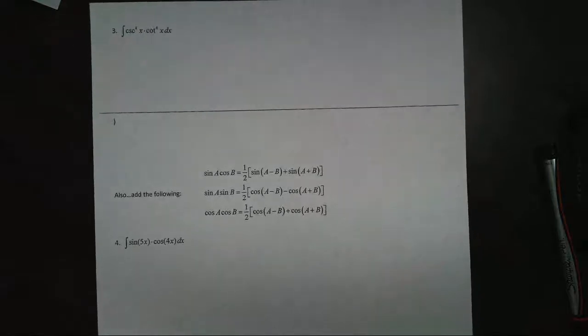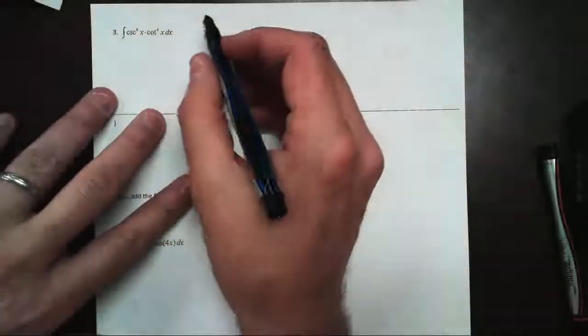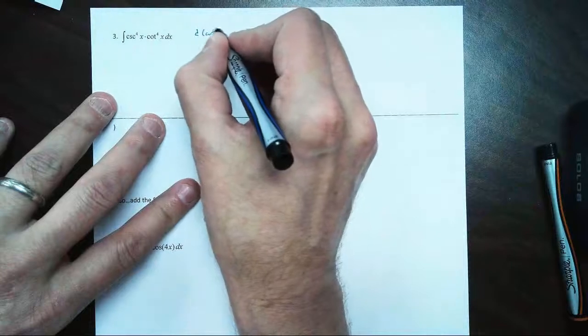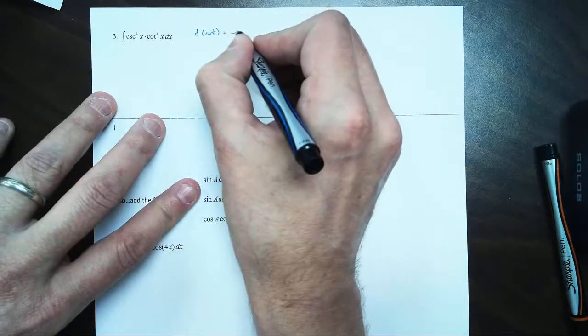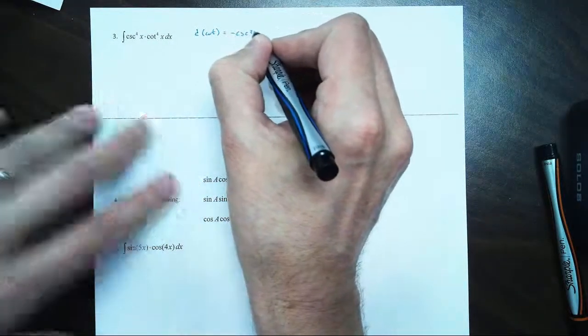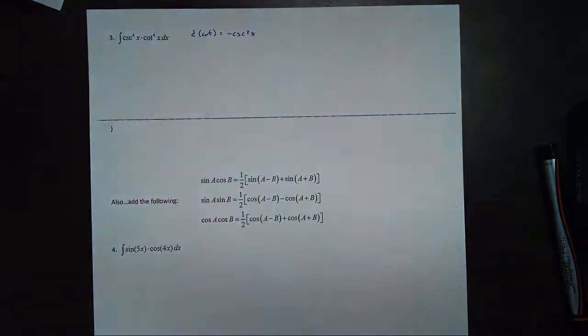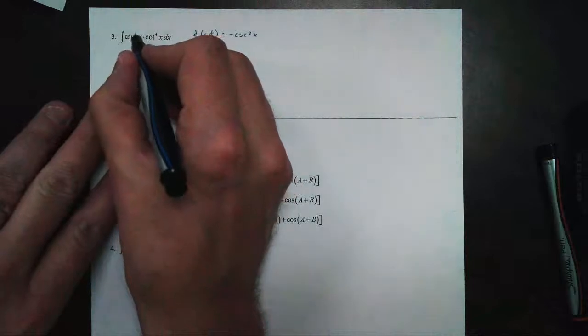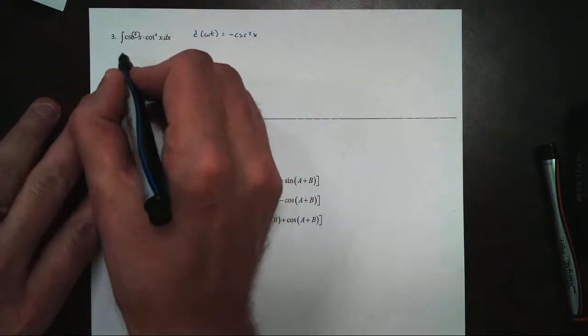Now, let's take a look at number 3 here. The reason why I showed that last technique is that's what we kind of have to do here for number 3. I know that the derivative of cotangent is negative cosecant squared of x. So I want to get that cosecant squared of x. So what are we going to do? Again, we're going to borrow from this 4.